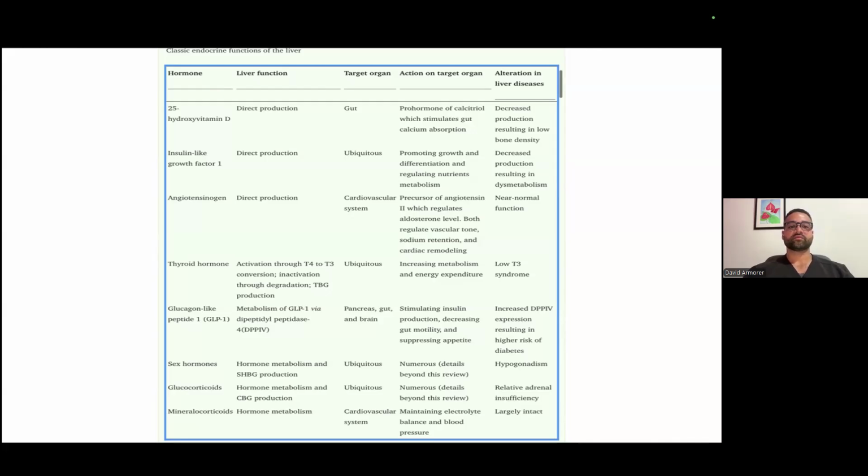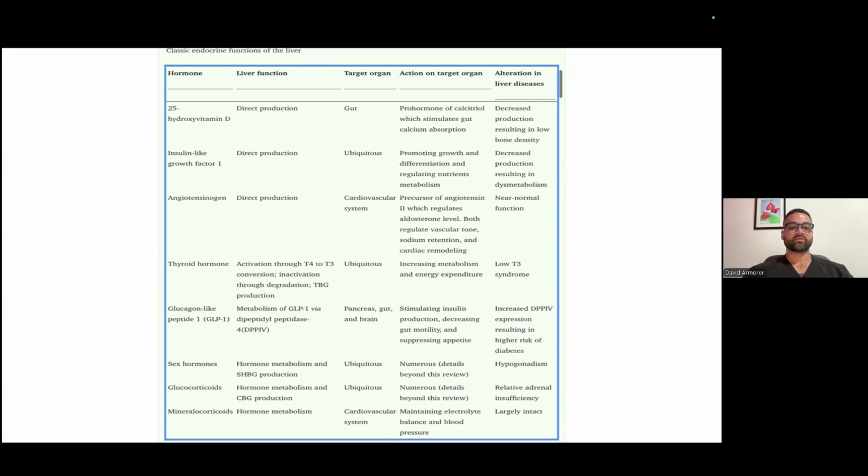As well as the insulin-like growth factor, the liver again directly produces this hormone. This hormone has widespread effects throughout the body, which promotes growth and differentiation through regulation of nutrients and metabolism. Decreased production would result in dysmetabolism. Again, another direct production hormone, angiotensinogen. You see its target effects on the cardiovascular system. It is a precursor of angiotensin 2, which regulates aldosterone levels, which both regulate the vascular tone, sodium retention, and cardiac remodeling. Now, in liver disease, you have near normal function, so it's not that important from the liver.